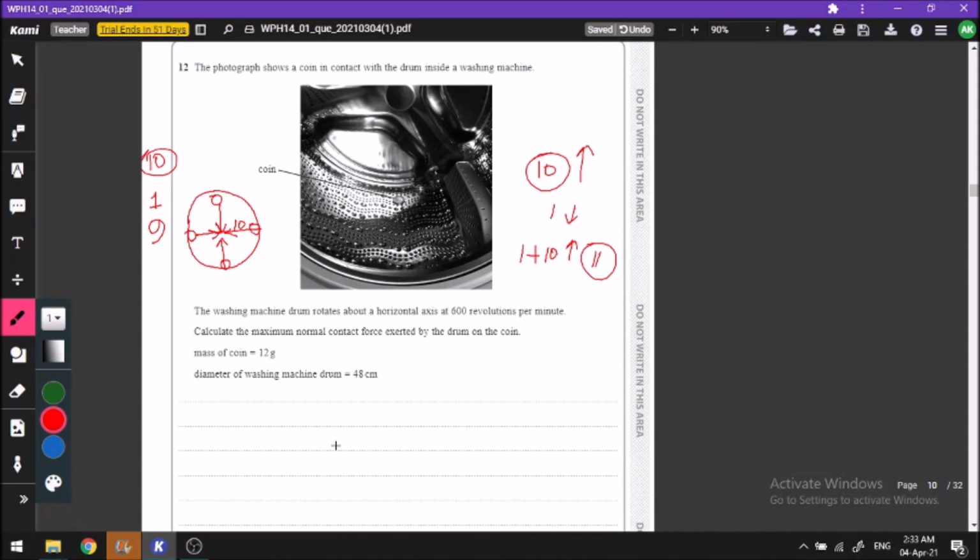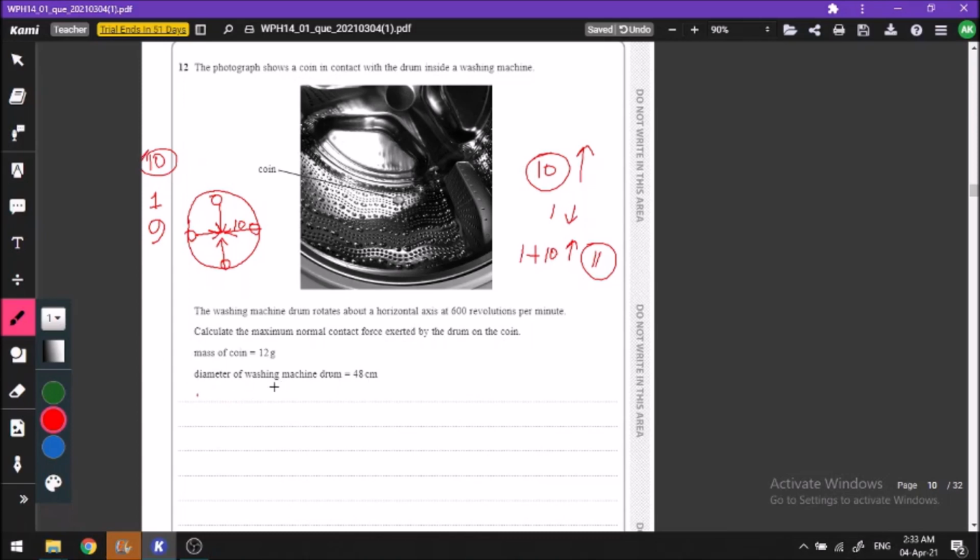Okay, so they're asking us to find the maximum normal reaction force. So for maximum normal reaction force, we have to assume that the coin is in the bottommost position. So we have to add the centripetal force along with the weight of the coin. Okay, that will give the total normal reaction force.